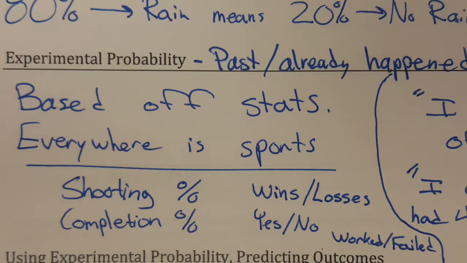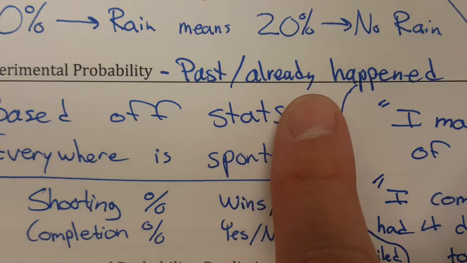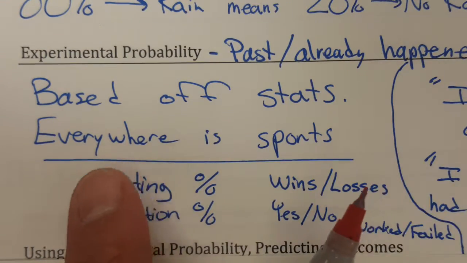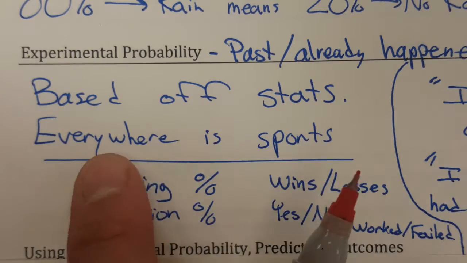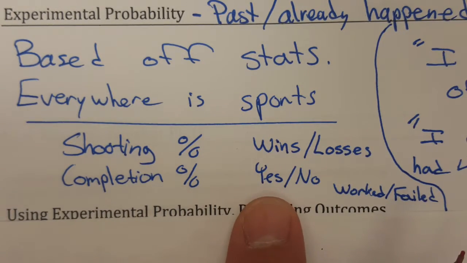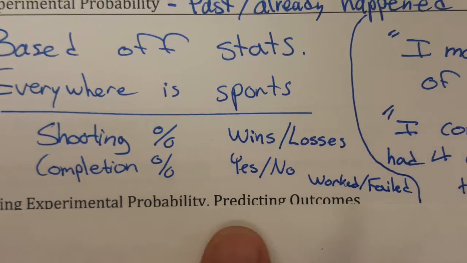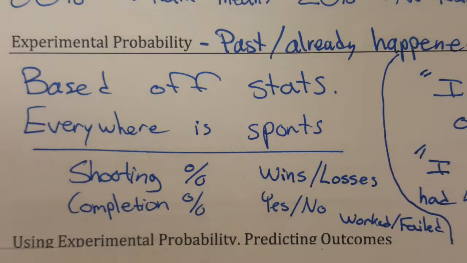Okay, experimental probability is actually really easy stuff to talk about. It's stuff that's already happened. It's talking about the past, things that you've been counting or stats you've taken. Experimental probability is based off stats, and they're everywhere in sports. Shooting percentage, completion percentage, wins, losses, how many times did something happen and did not happen, or how many times did something work, or how many times did it fail. So experimental probability is all over the place.